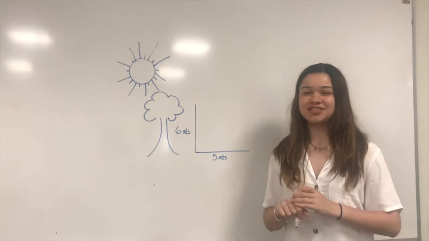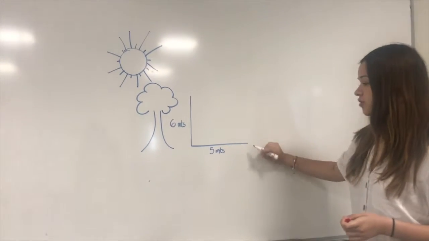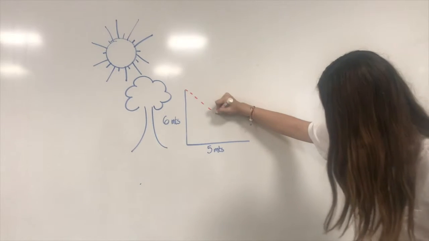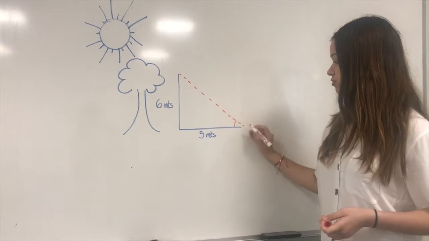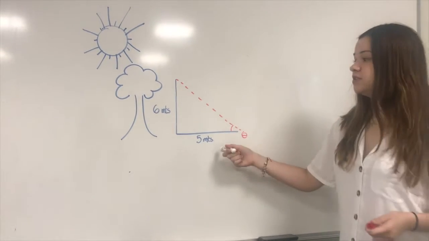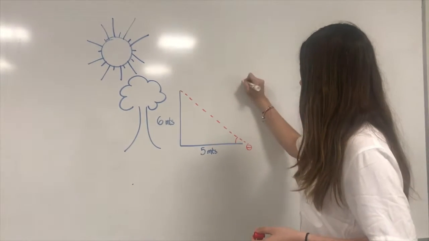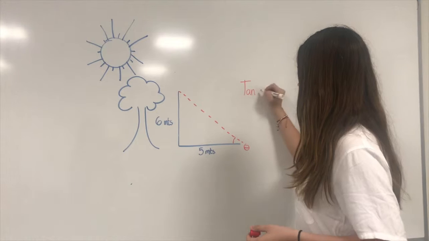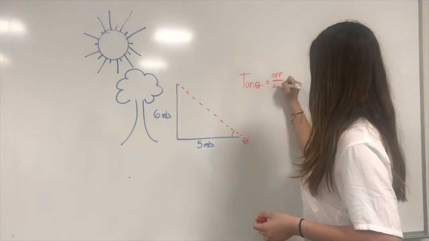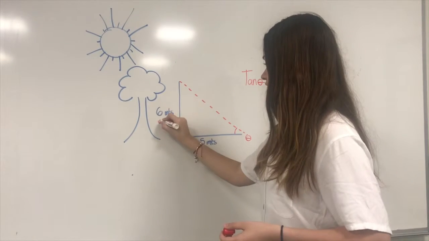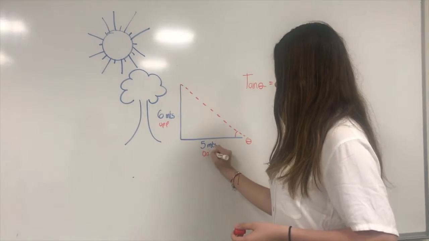For this problem, we need to identify the angle of elevation of the sun if a tree that is 6 meters long casts a shadow of 5 meters. Here, we will draw this line so we can make the right triangle. This angle of elevation, we're going to call it theta. For this specific problem, we don't need to find the hypotenuse since we can use the formula of tangent. Tangent of theta would be opposite over adjacent. This would be the opposite side, and here will be the adjacent side.